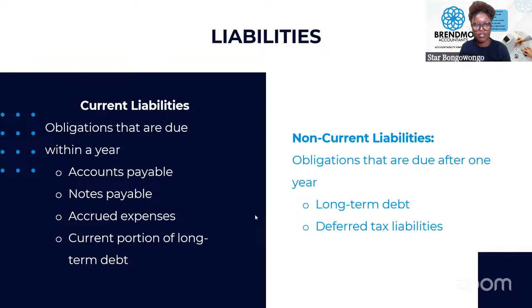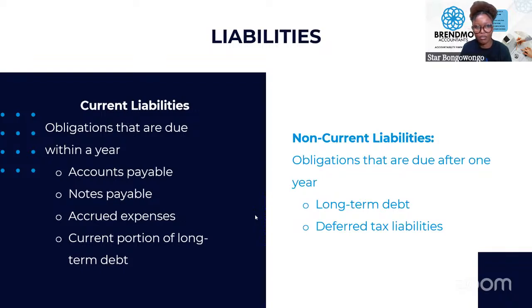Okay, and then in terms of liabilities, they're also classified into non-current and current. Under non-current liabilities, we record obligations that are not due within a year. This is where you'd record your long-term debt and also your deferred tax liabilities. So everything that goes under non-current liabilities is basically what you're not going to pay, or do not expect to pay, within a year.